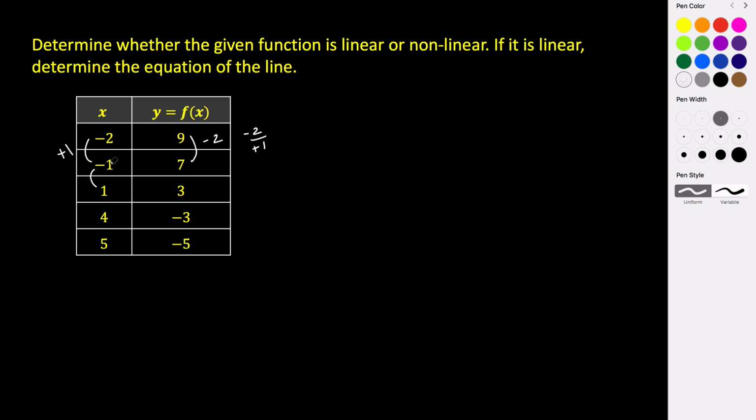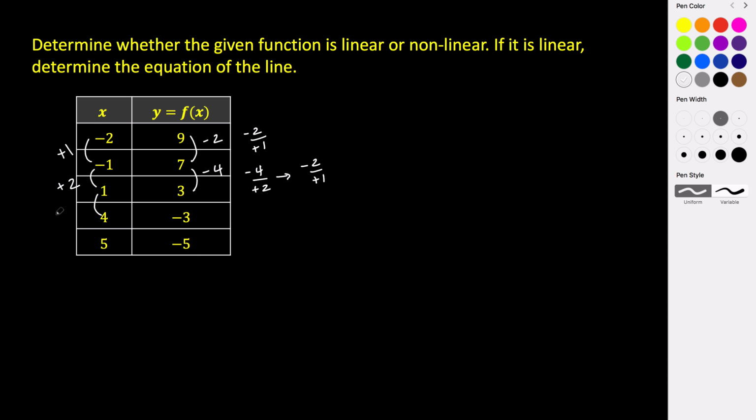Here it's a little different. So negative 1 to 1, we had to add 2. From 7 to 3, we're subtracting 4. So our change in y is negative 4. Our change in x is positive 2. But that can reduce to be negative 2 over positive 1. So if we reduce this fraction, we still get negative 2 over positive 1.